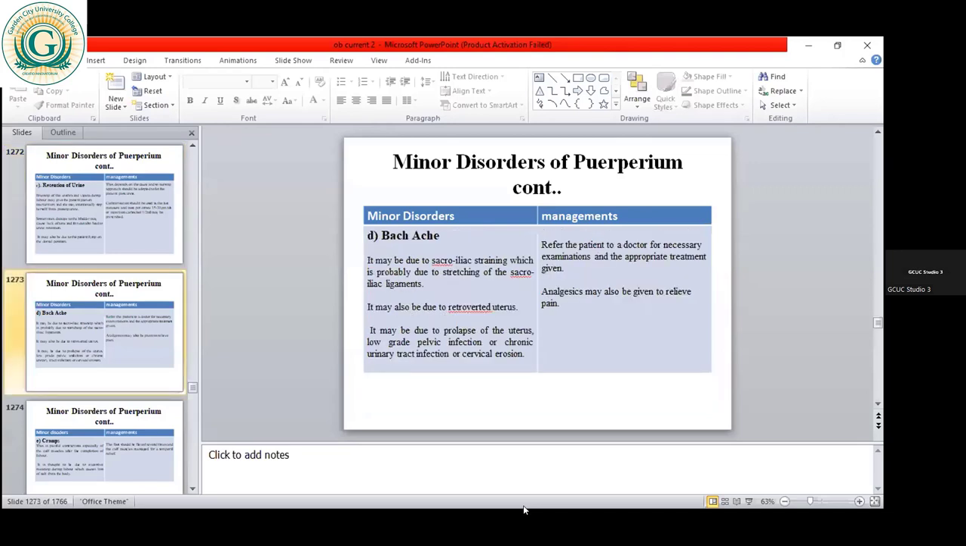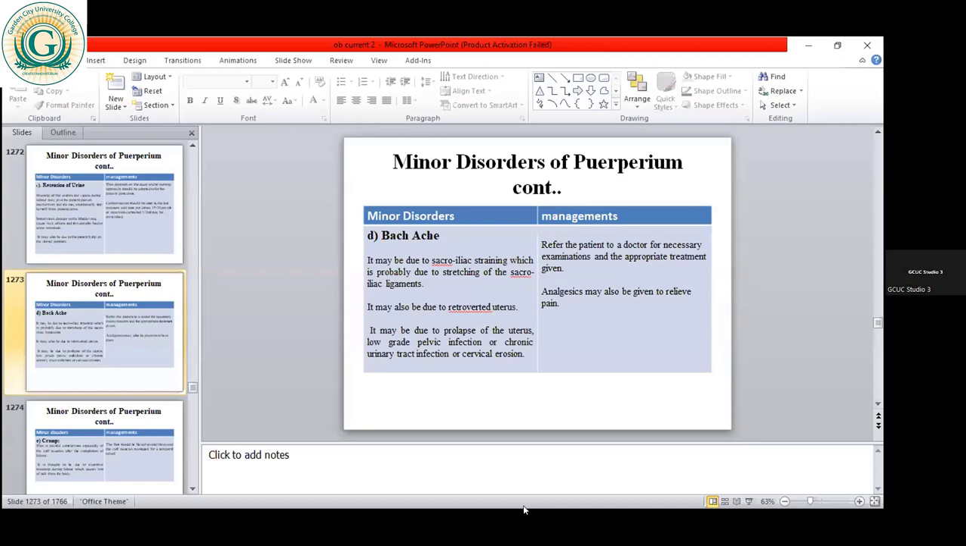Another one is backache. After delivery, the woman will complain of backache because of sacroiliac straining. Don't forget the sacroiliac joint. The sacroiliac joint straining probably will cause a stretching of the ligament. It may also be due to retroverted uterus. And sometimes it may be due to prolapse of uterus, low-grade pelvic infection, or chronic urinary tract infection, or cervical erosion.